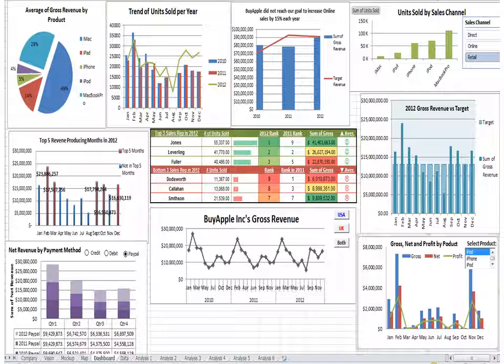Well, I'm glad that you got a chance to take a look at my dashboard project. Hopefully, it was informative to show you where BuyApple was at in our sales over the past 36 months.